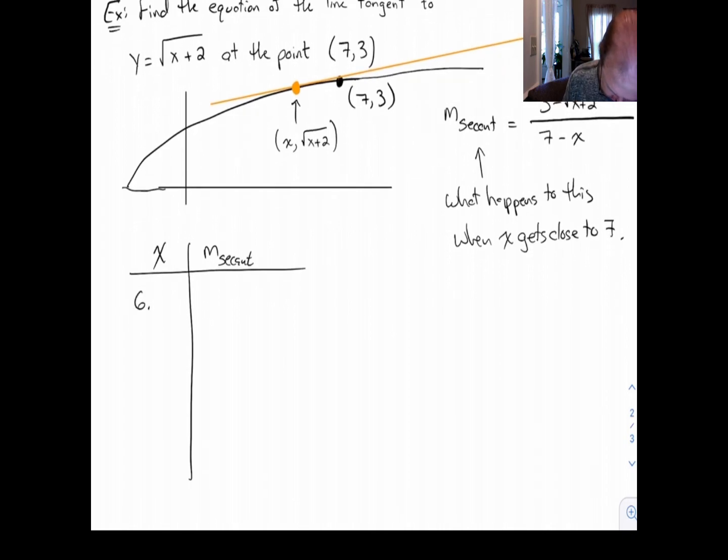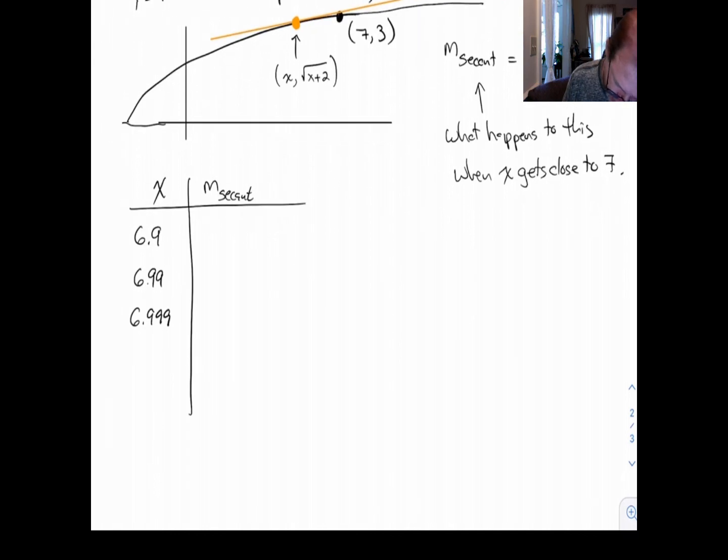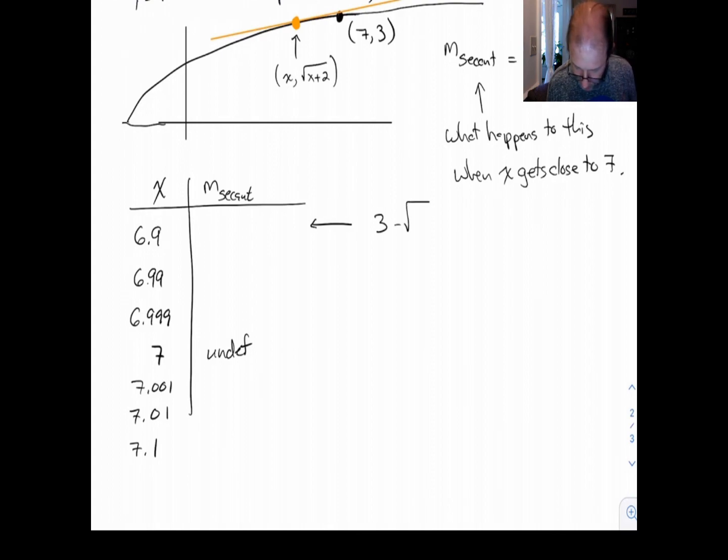So let's plug in 6.9, 6.99, 6.999. Okay, 7 we know it's undefined. All right, now when I plug in the 6.9, I'm going to get 3 minus the square root of 6.9 plus 2 over 7 minus 6.9.